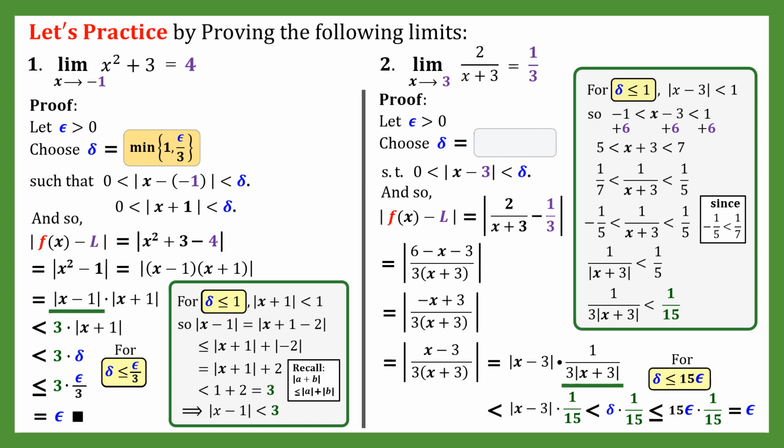which equals epsilon. Hence, in this proof, delta needs to be less than or equal to 1, and it needs to be less than or equal to 15 epsilon. Thus, the delta value that needs to be chosen is the minimum value between 1 and 15 epsilon. This last result proves the second limit statement. And this concludes our discussion on how to prove a limit statement using the precise definition of a limit.